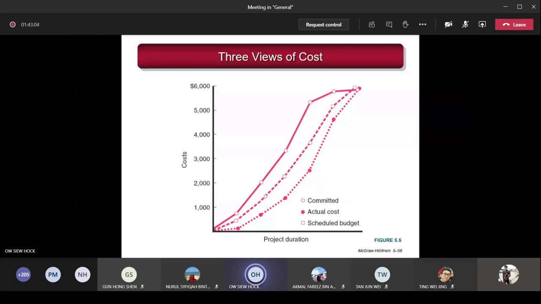So they see, it adds up with all the costs, then the committed cost becomes more than the actual cost. Okay, so that's how the lines look like. So what is the actual cost? Then what you budgeted will be something else.